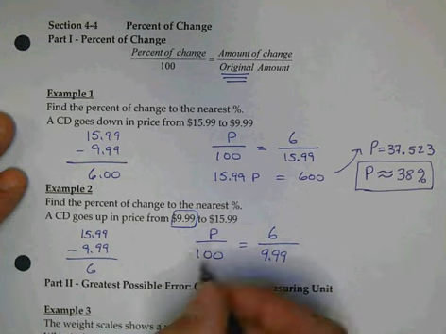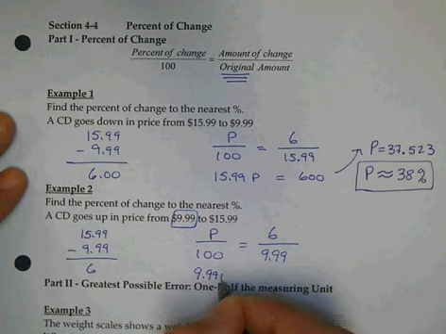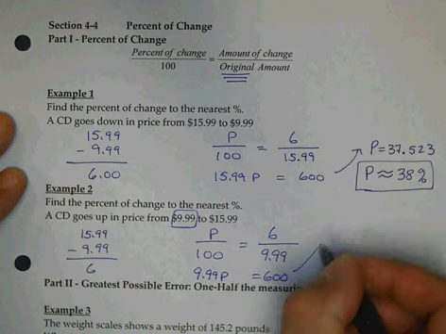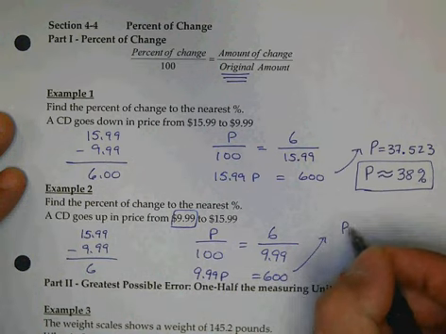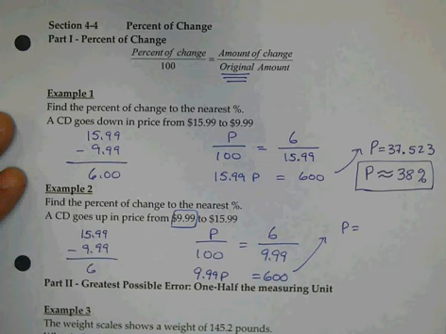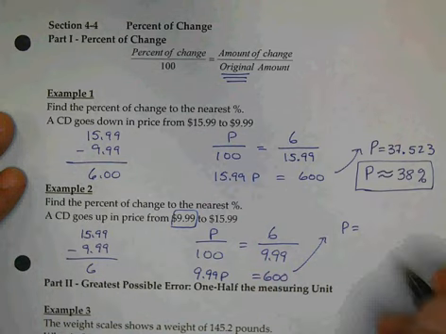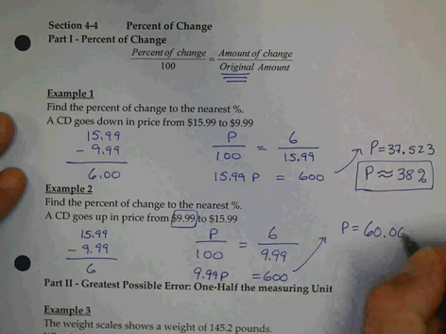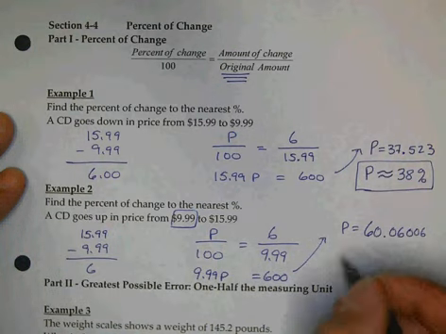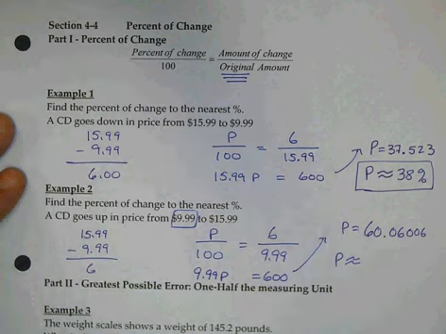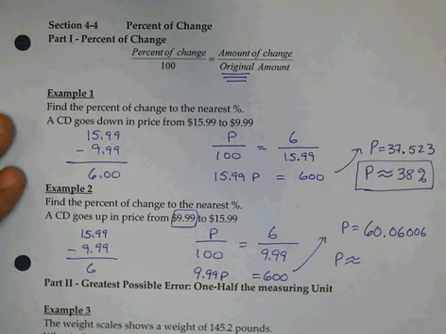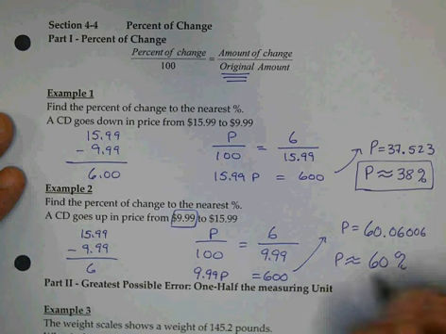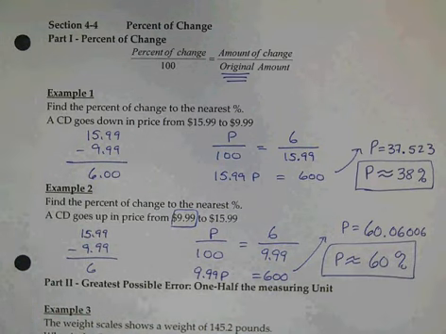Cross multiply again. 999p equals 600. Divide 600 by 999. I get 60.06006. So to the nearest percent, what's my percentage? 60. How is that possible? How can the price go down by 38% and back up by 60% and it be the same starting price? What do you think? What's the difference? What's causing that difference in percentage?